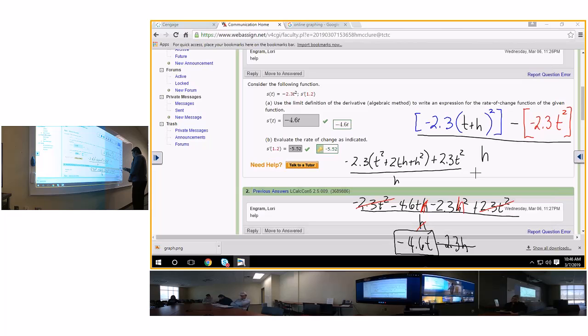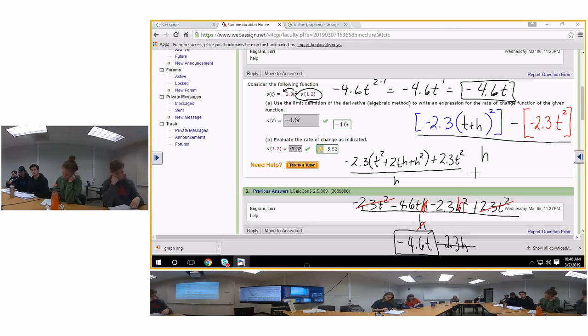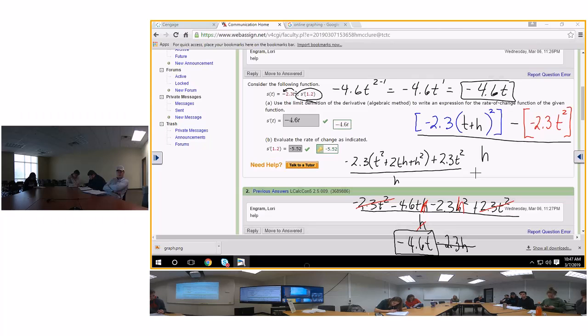So let's do our power rule. And what's 2 times negative 2.3? Negative 4.6. And what's 2 minus 1? Negative 4.6 t to the first power, which is negative 4.6 t. Now take 1.2 and plug it in to 4.6. What's negative 4.6 times 1.2? Y'all can type it in the calculator, please. 5.52. It's a miracle.